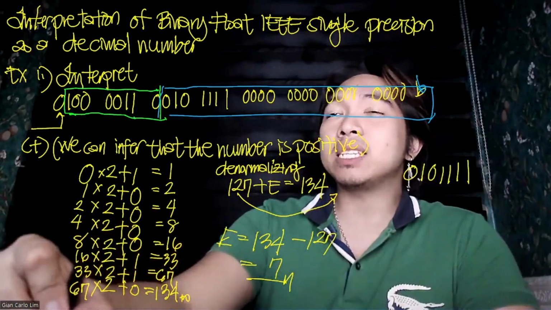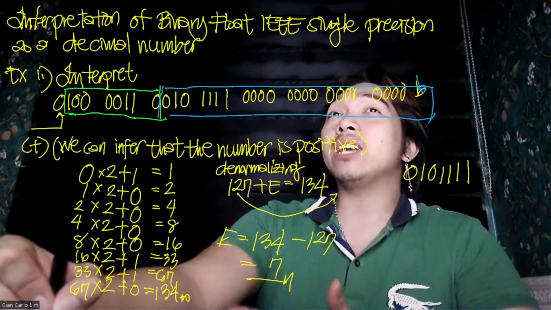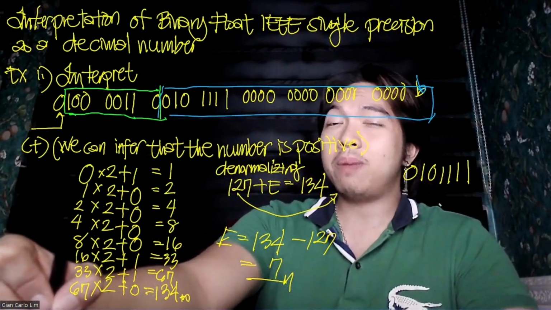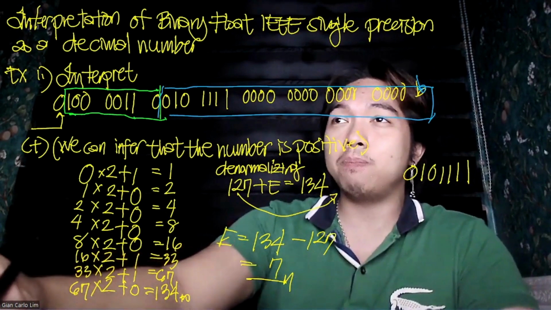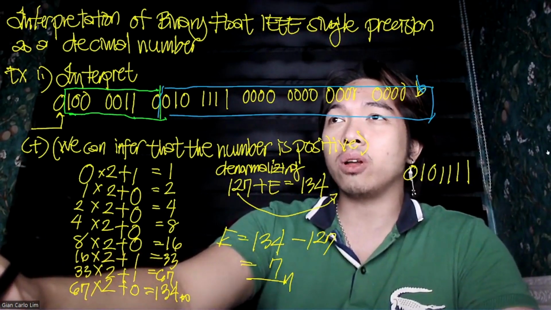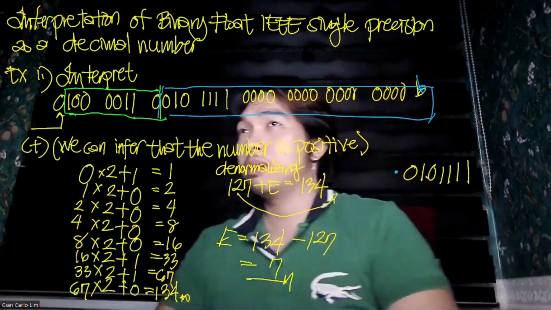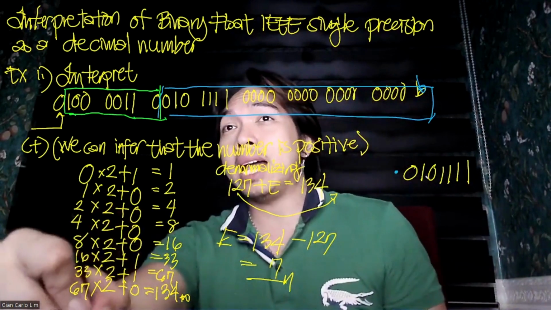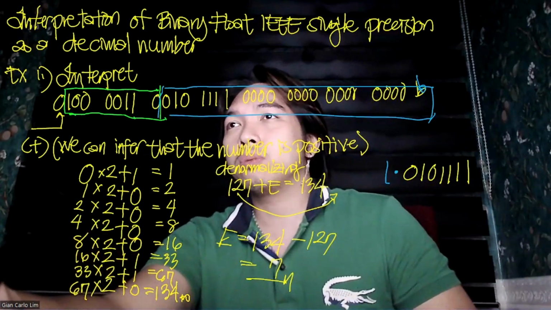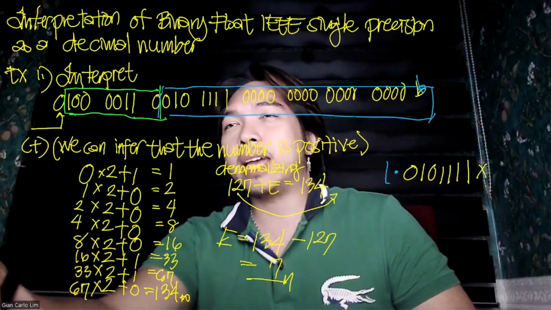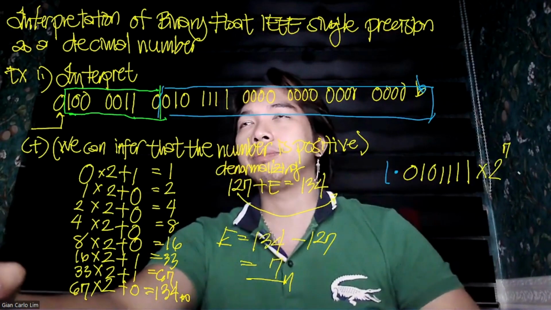And then, hindi lang basta 0, 1, 0, 1, 1, 1, 1 yan. If we're converting back yung binary float IEEE single precision para maging decimal, kailangan nating mag-append ng isang decimal point. Okay, so I will write that in color cyan. So, mag-append ka ng isang decimal point at ng 1. Right after that, isusulat mo yung multiplication sign, the base 2, and then yung exponent na 7.